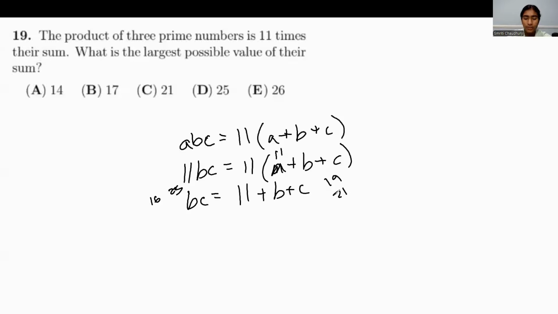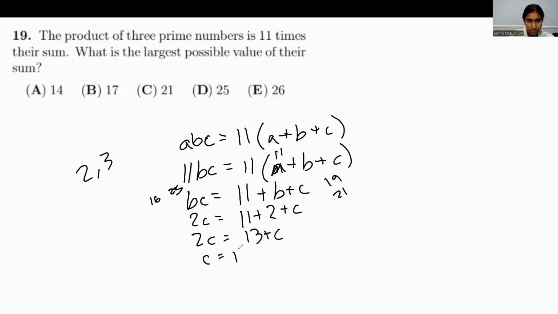So that means that one of these numbers has to be less than 5 in order for this to balance out. So there are only 2 prime numbers that are less than 5, and those are 2 and 3. So let's try them out. So let's plug them in for B. Let's say 2C equals 11 plus 2 plus C. So 2C equals 13 plus C, which means that C equals 13.